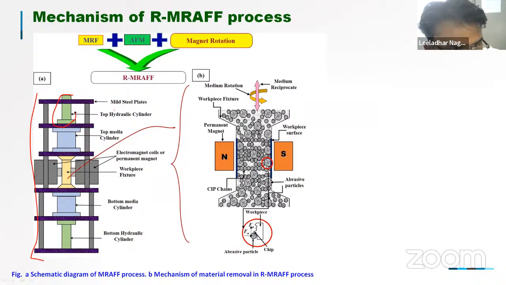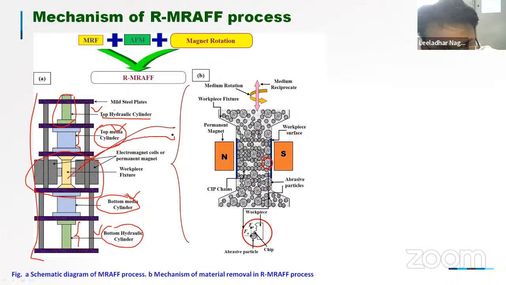Then we have the top media cylinder here, where we keep our media, that particular fluid we saw in the previous slide. Here we have the bottom media cylinder. In between the top and bottom media cylinders, we have this workpiece fixture. You can see an exploded view here.